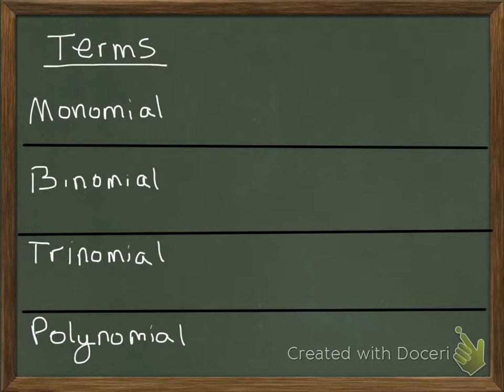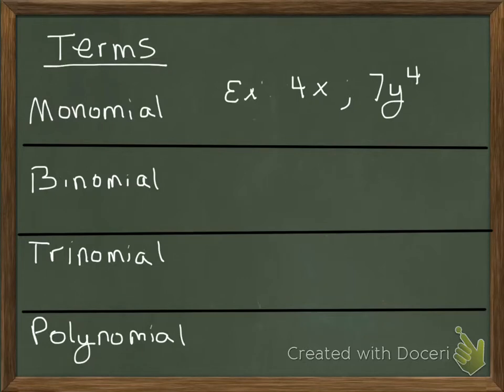So let's start off with monomial. What you might know from other classes is that mono means one. Okay, so think back to your science class, you may have heard that. A monomial is an algebra expression that has only one term. So an example might be 4x. That's a monomial. You also might get 7y to the fourth. That's a monomial. It doesn't add or subtract to anything, it is just one term.